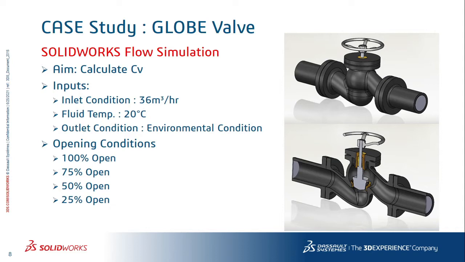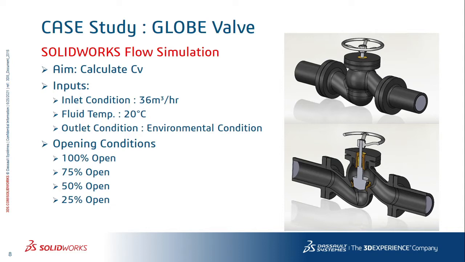And these are a few things: my aim is to calculate the Cv, the flow coefficient, correct? Now this is a very important term while we choose any valves, correct? The inputs: the inlet condition is a flow of 36 cubic meters per hour from one end, the temperature is as mentioned, and the outlet is at environmental condition, correct? And we know that the valve operates at various conditions. So I will perform the analysis for various conditions, like if it is 25% open, 50, 75, or 100%, I open it fully, correct? So this is my problem statement.